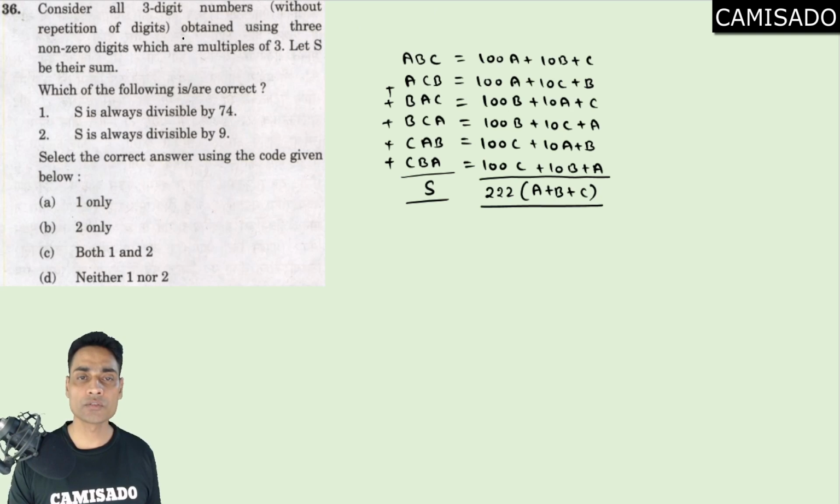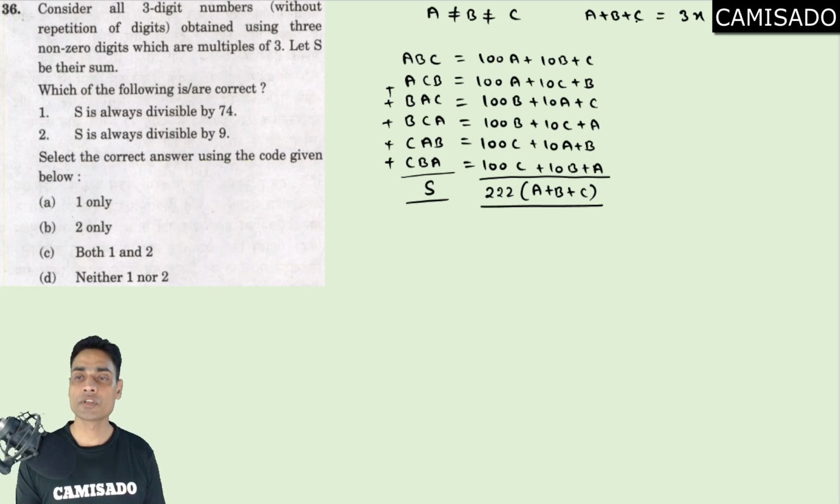Now according to the given condition, without repetition of digit, means A is not equal to B, is not equal to C, and non-zero. All these digits are non-zero, and multiples means these numbers are multiples of 3, means 3 into something you will get all the time. This number ABC is a multiple of 3. So if it is a multiple of 3, then the sum of digits is divisible by 3. So A plus B plus C is equal to 3x.